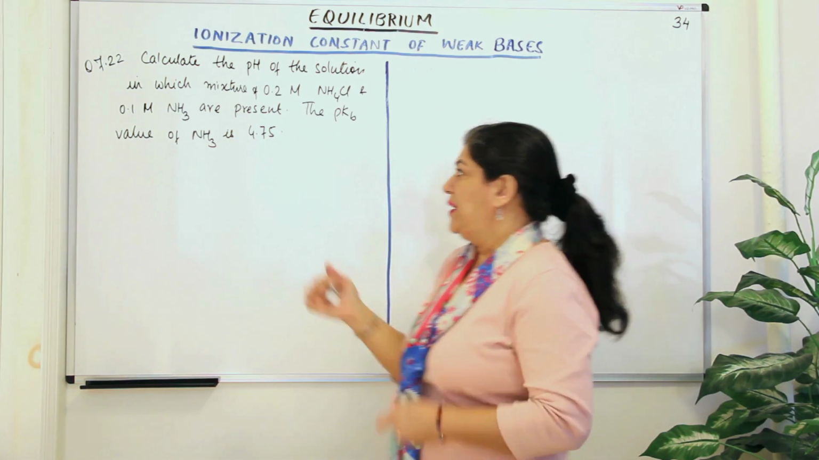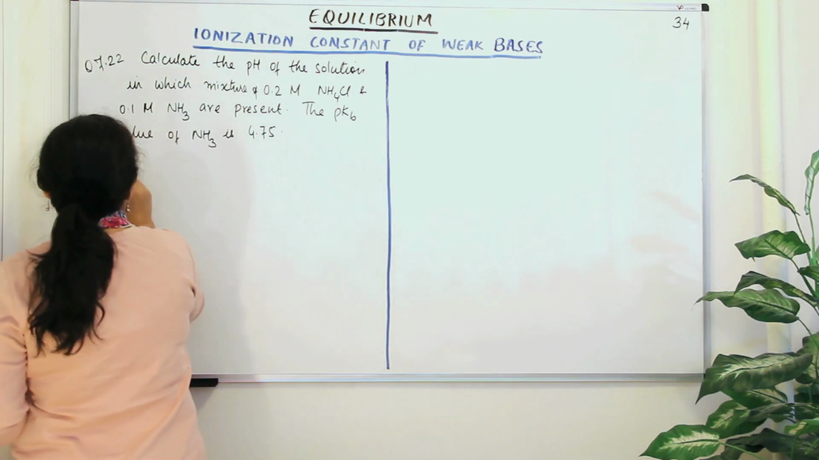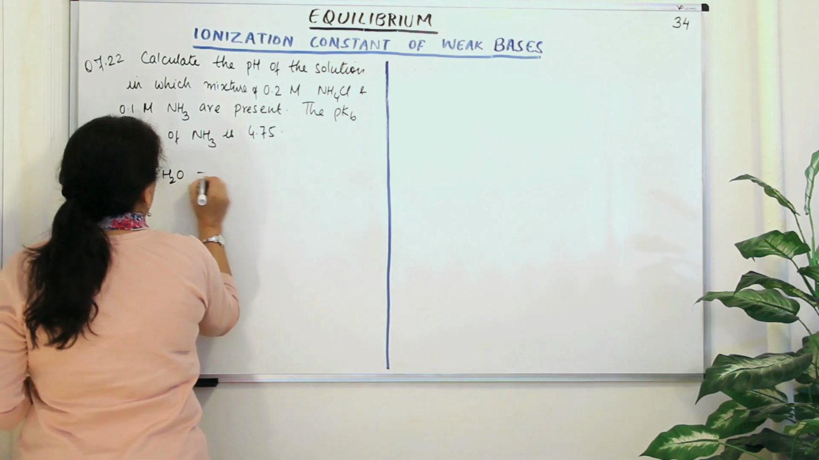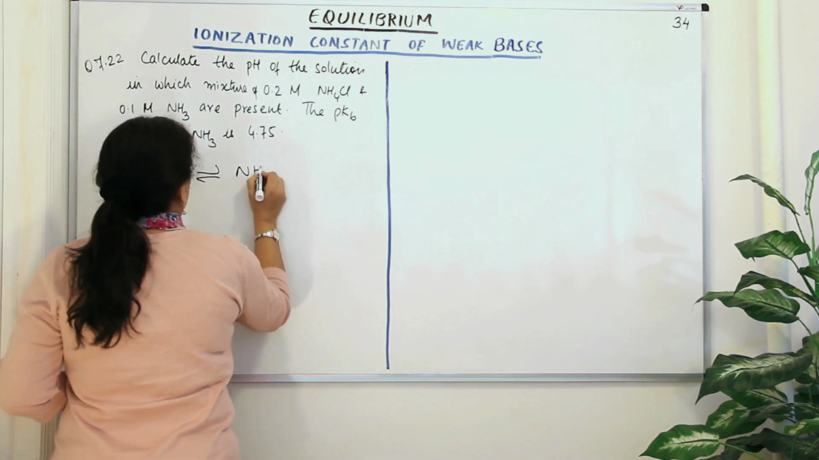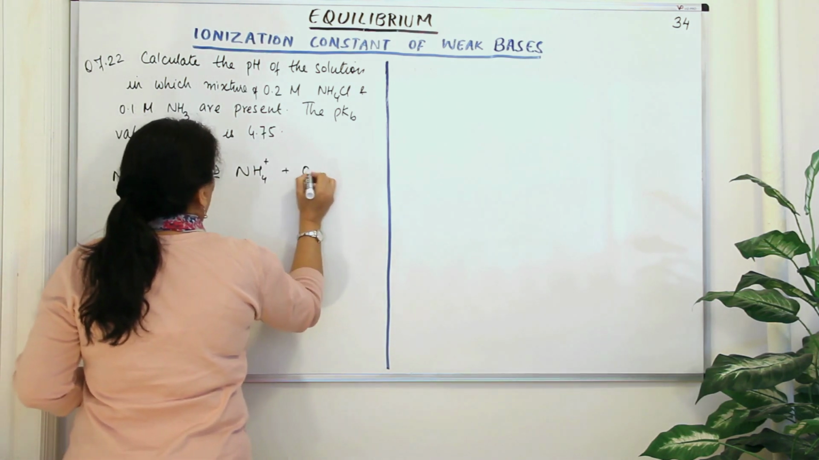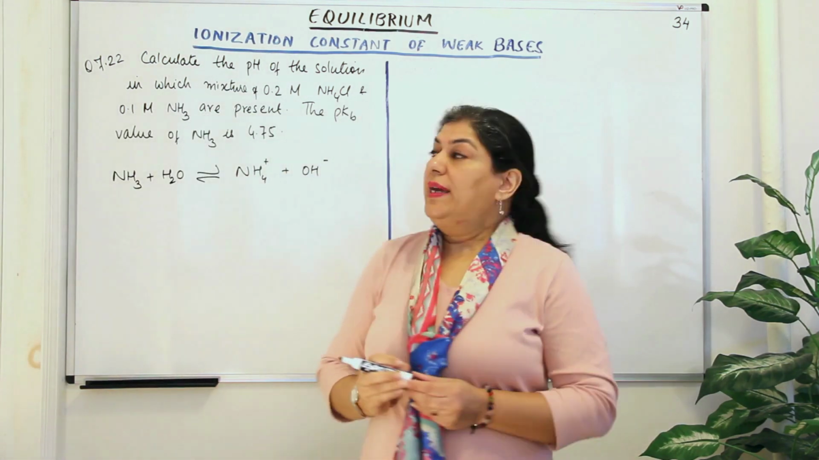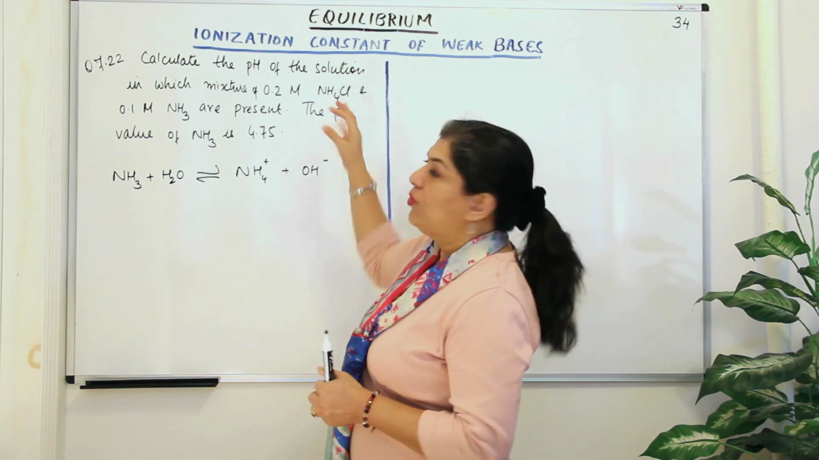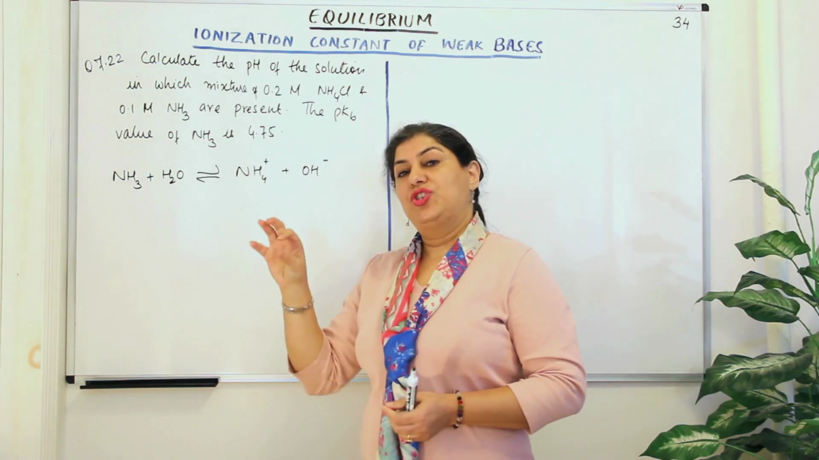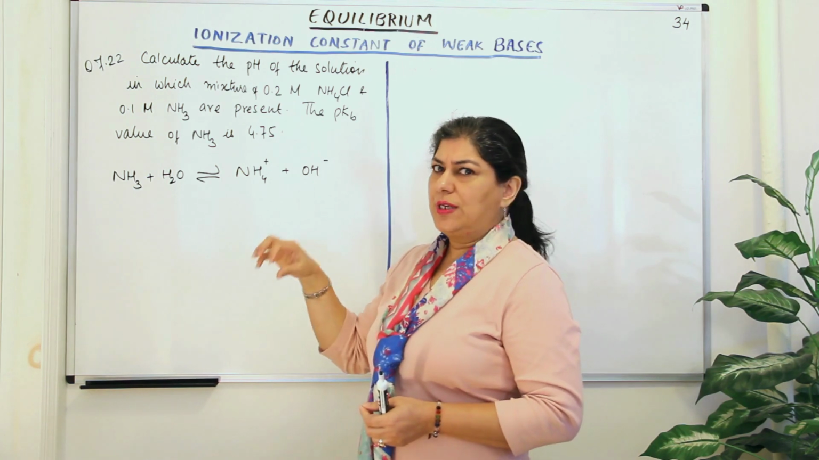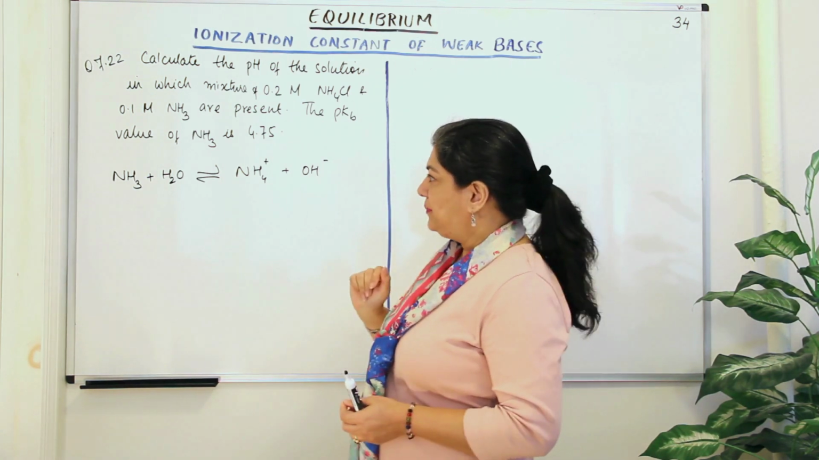So what is the primary reaction? Ammonia combines with water to produce ammonium ion plus OH negative ion. Right? Now why has ammonium chloride been thrown into the mixture? Has it been thrown in just to confuse you? Or does it have some role in this?